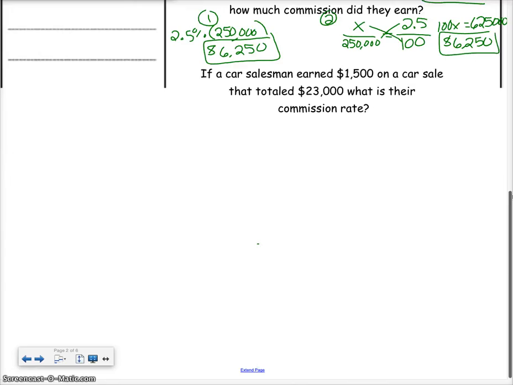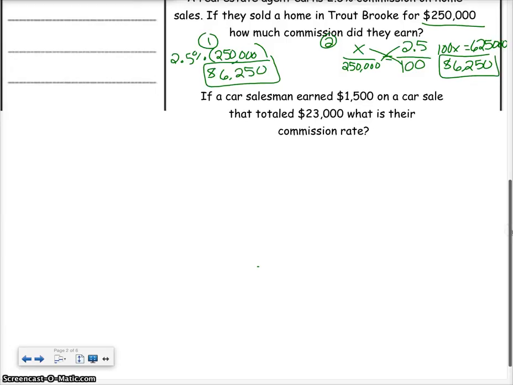The next one, I definitely am going to use proportion because I'm looking for my rate. It says if a car salesman earns $1,500 on a car sale that totals $23,000, what's their commission rate? So I'm looking for the rate. I can't do percent times amount on this because I don't know the percent. So I'm going to go ahead and create a proportion. 1,500, is that part of the car sale or all of the car sale? We should know it's part. The whole car came to 23,000, and I'm looking for my rate.